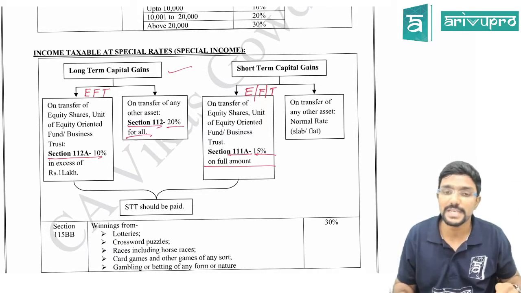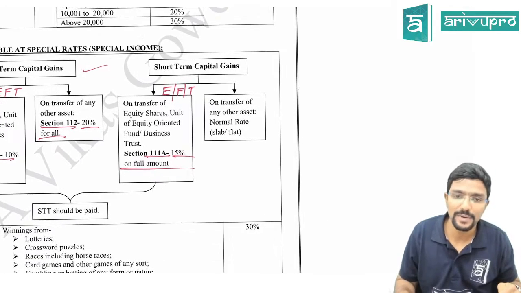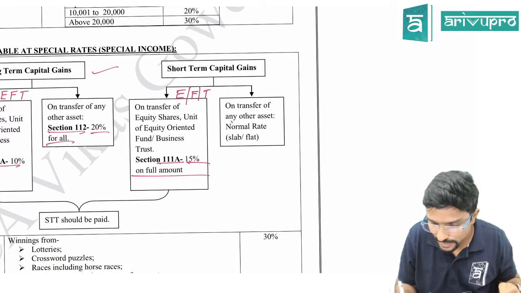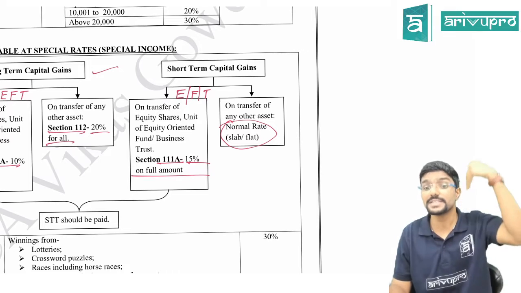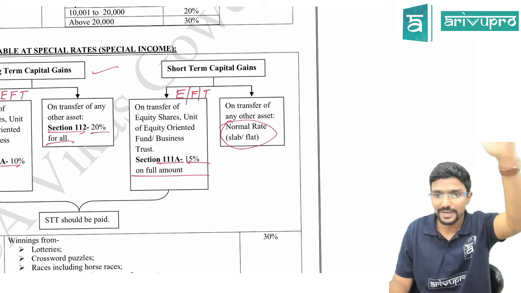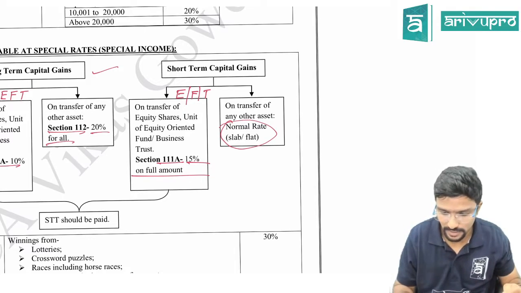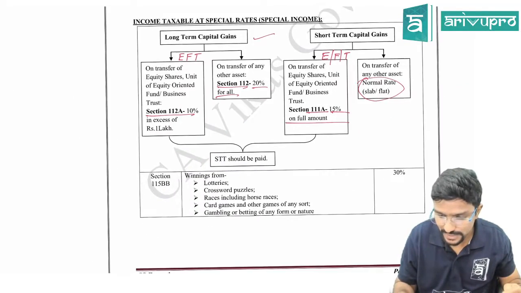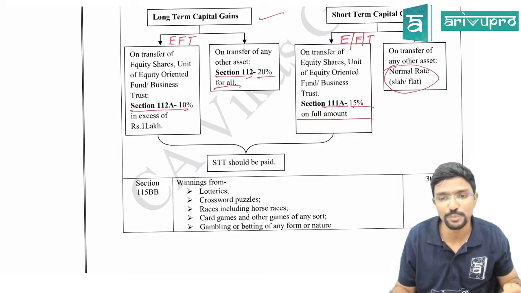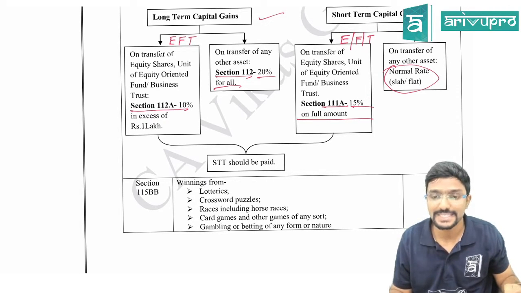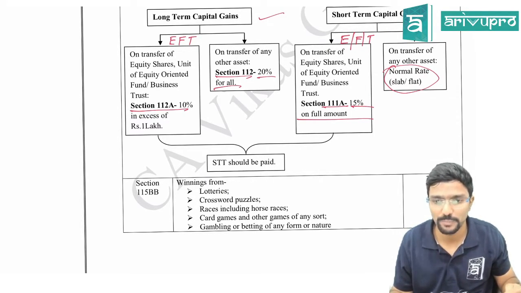Agree? Then if it is any other short-term capital gain like land, building, then normal rate is applicable. Sir, what is normal rate? Whatever we discussed before this. Normal rate should be applicable, whether it is a flat rate or slab rate. Hope you guys are clear. And in both these situations, you can see I have put a flower bracket. STT should be paid. Condition. That is, securities transaction tax should be paid.